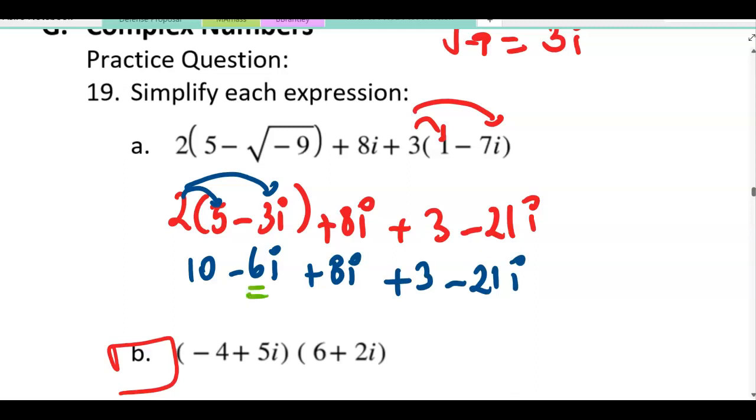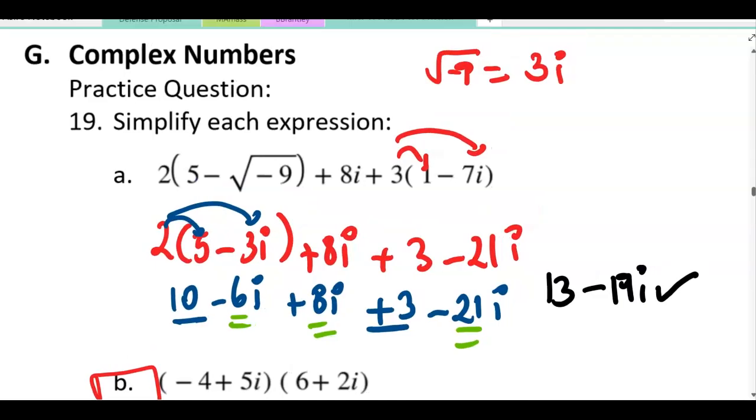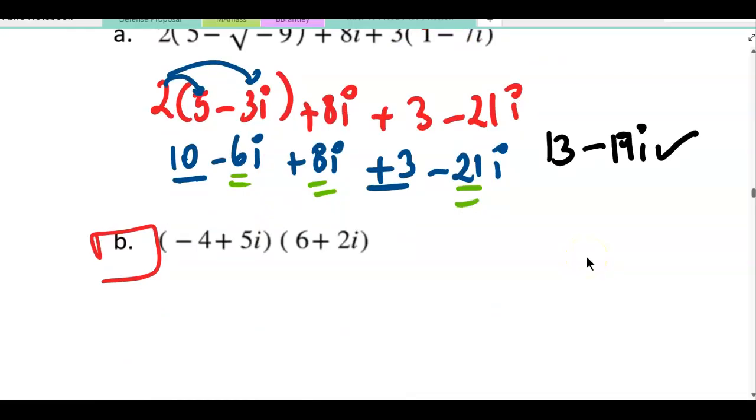So combine like terms. These are the terms with i. These are the constant terms. So 10 plus 3, 13. And we have here negative 6 plus 8, 2, minus 21. That will be negative 19i. Always remember how to convert negative square root to a complex number, and then start the operations, and don't forget to distribute over the parentheses, and so on and so forth. So this is a multiplication, part B.